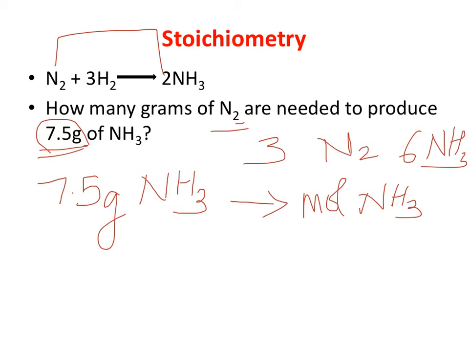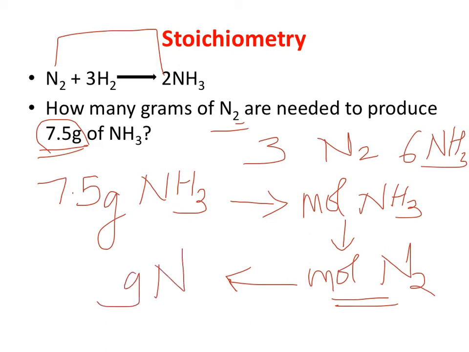And then using the equation, convert the moles of ammonia to moles of nitrogen. You know it's a 1:2 ratio or 2:1 ratio. And this moles of ammonia you will now convert to grams of nitrogen, and those are the steps that we are going to do in the next slide.